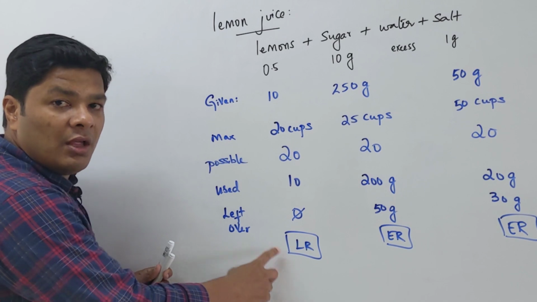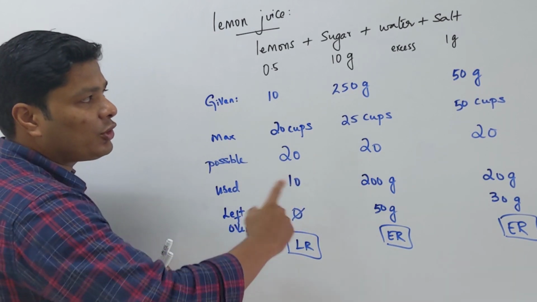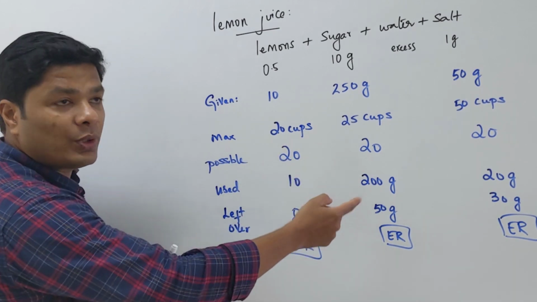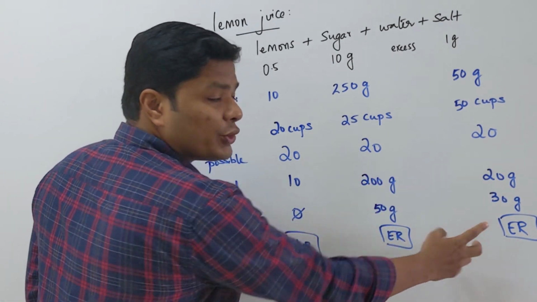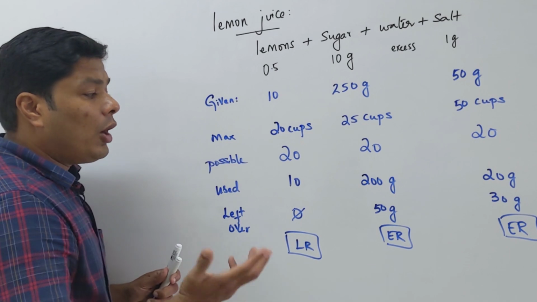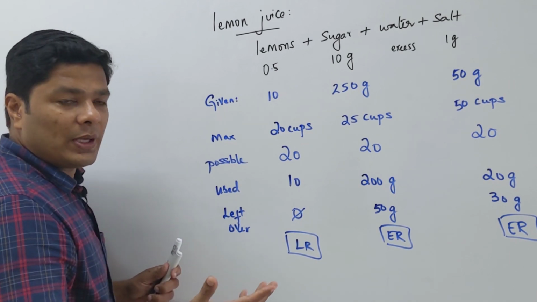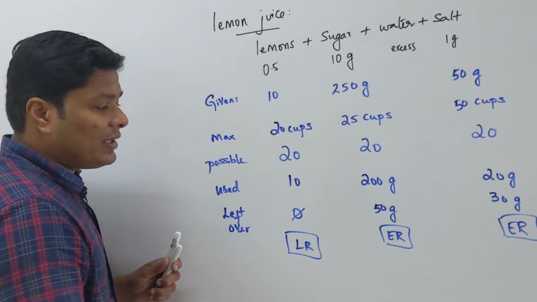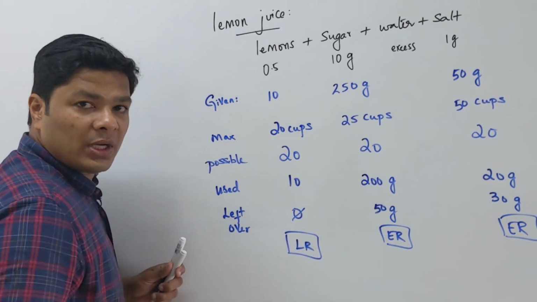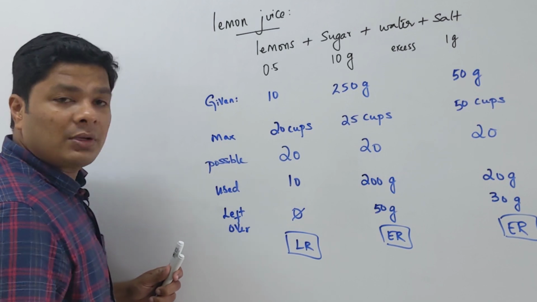So we figured it out. Which are the excess reagent? Multiple choice option: lemons, sugar, lemon and sugar, salt and sugar, like this. So in our case, the excess reagents are salt and sugar. They can ask you how much of excess reagent is left over nu solittu multiple choice la kodukkalam. You know how much is left over. How much sugar is left over? 50 grams sugar is left over. How much salt is left over? 30 grams salt is left over.